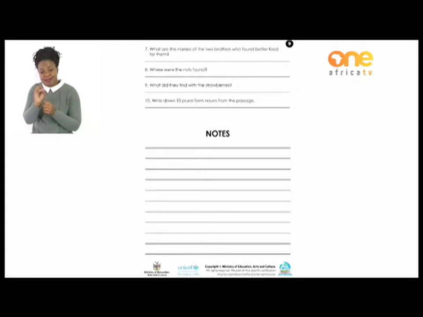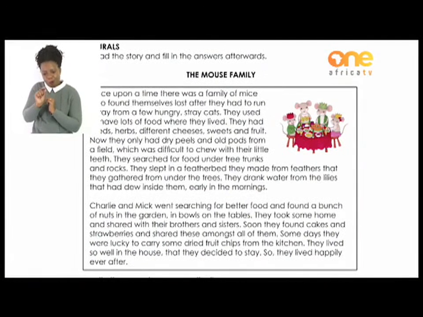Like what I've said, this passage is full of nouns in their plural form. I'm going to read in your hearing. The mouse family. Once upon a time, there was a family of mice who found themselves lost after they had to run away from a few hungry stray cats. They used to have lots of food where they lived. They had seeds, herbs, different cheeses, sweets, and fruit.